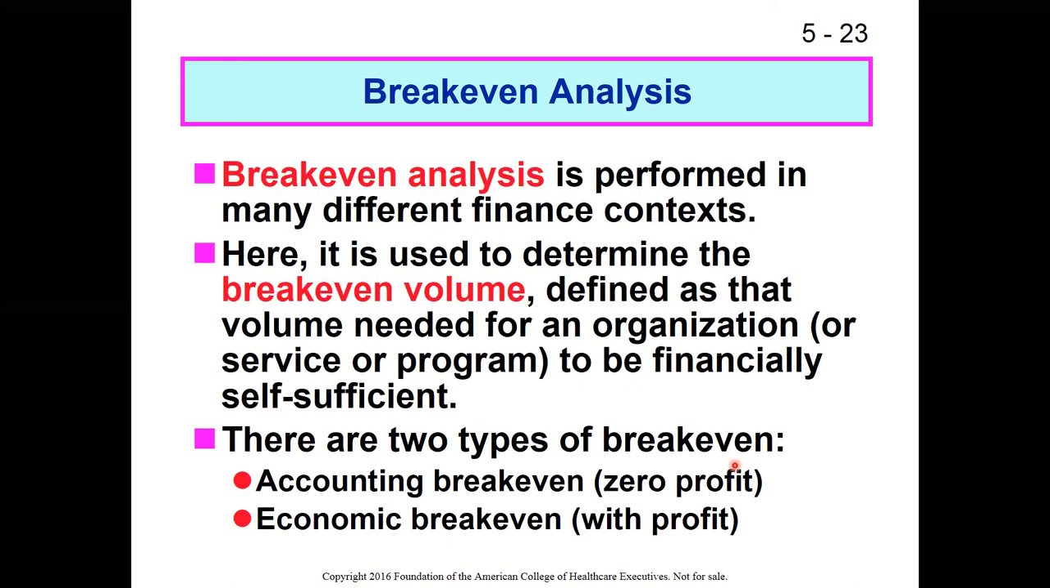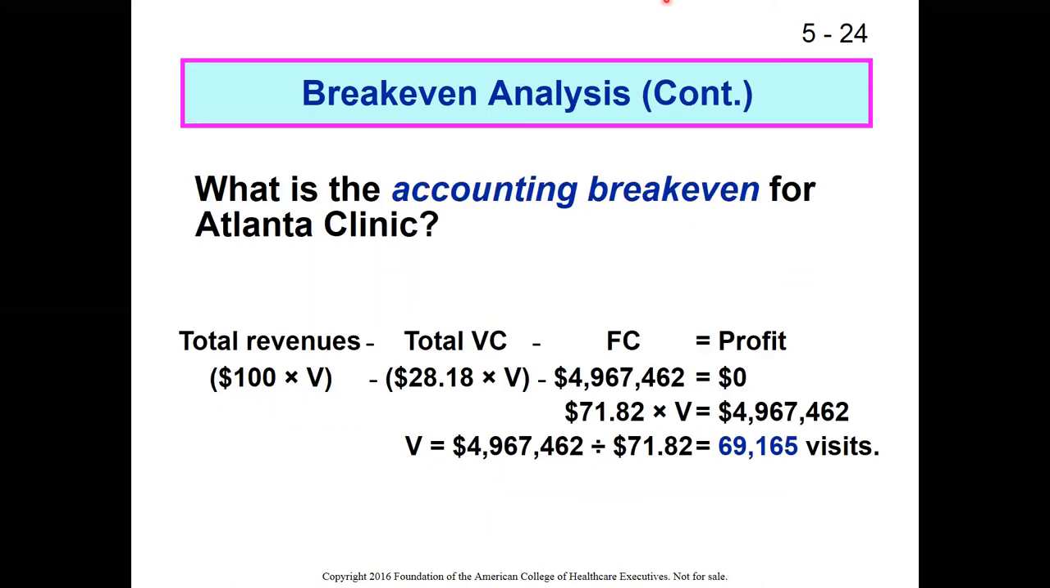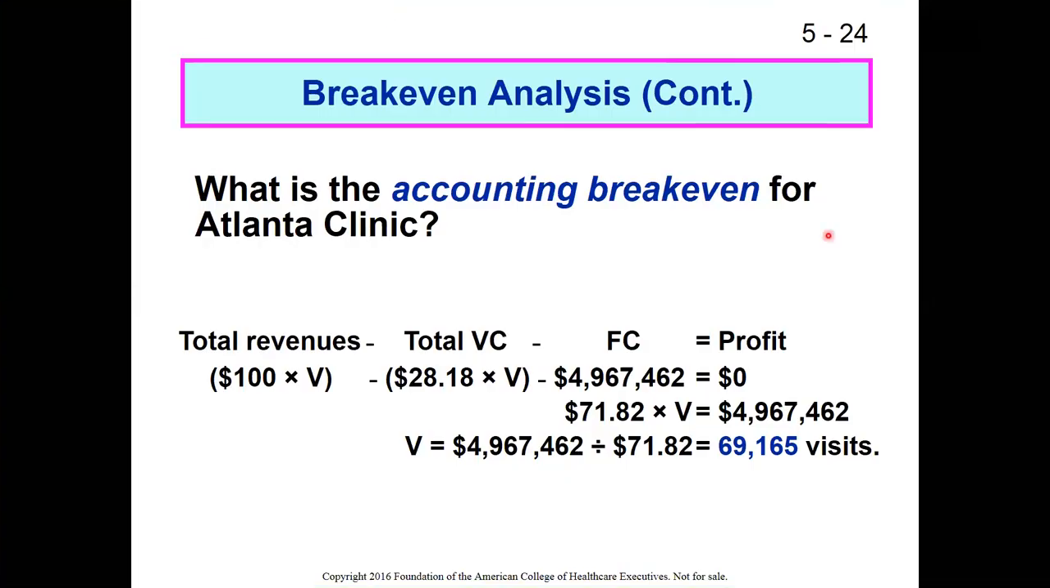Mathematically, accounting break-even is just going to be total revenue equals total cost. For economic break-even, we're going to plug a wedge in for profit. We'll do both of those here in a minute. So what is the accounting break-even for Atlanta Clinic? Again, what we're looking for is total revenue equal to total cost. Well, let me switch my view here.